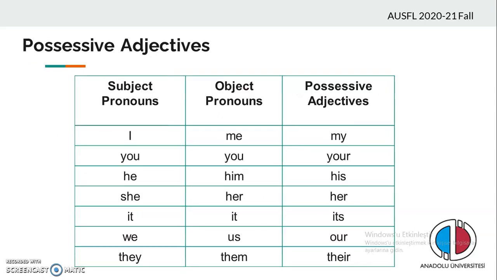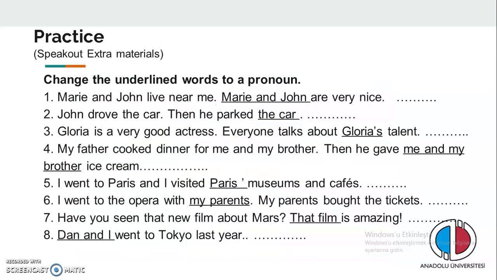Do not forget. Here you can see a bigger chart including everything we studied so far, subject pronouns, object pronouns, and possessive adjectives. You can compare all of these together and look at the similarities and differences. Possessive adjectives are my, your, his, her, its, our, their.